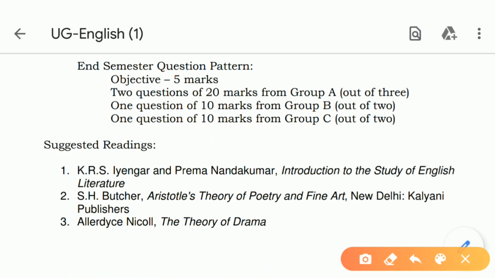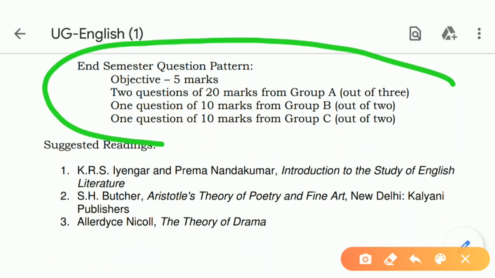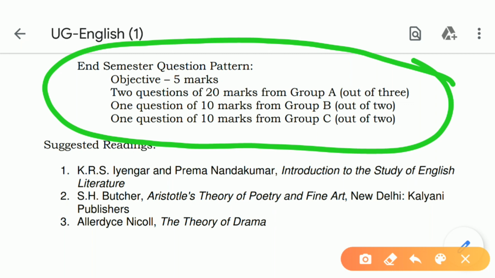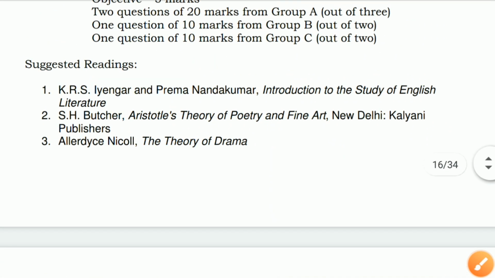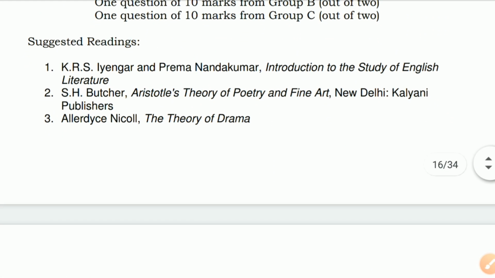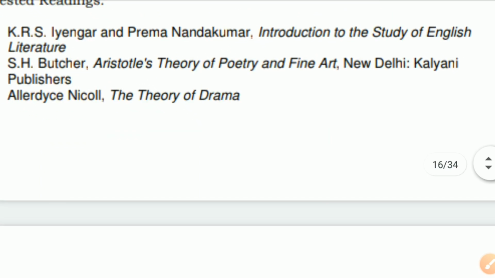Okay, and then let's find out the question pattern here. This is the end semester question pattern. Objective 5 marks, 2 questions of 20 marks from group A out of 3. 1 question of 10 marks from group B out of 2. 1 question of 10 marks from group C out of 2. And you have a list of suggested readings that you can find on the screen.